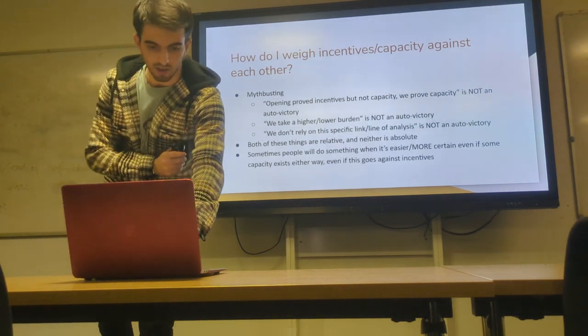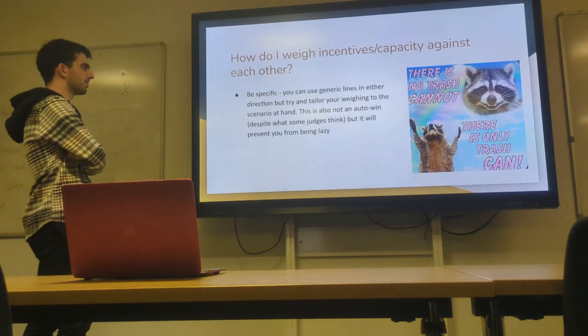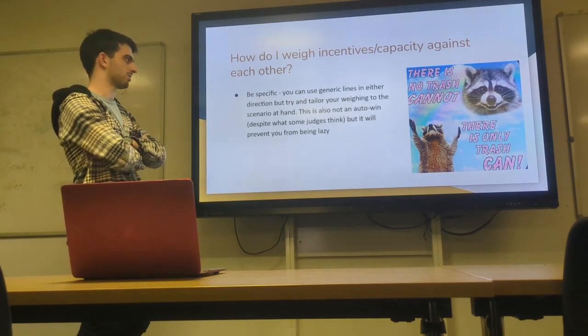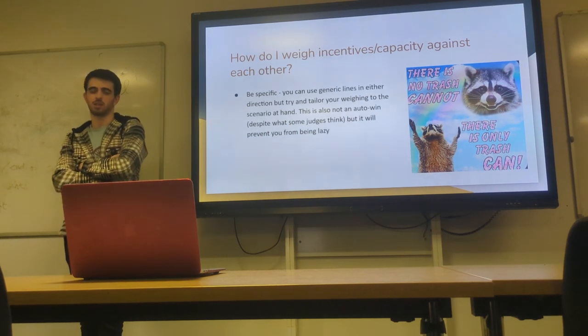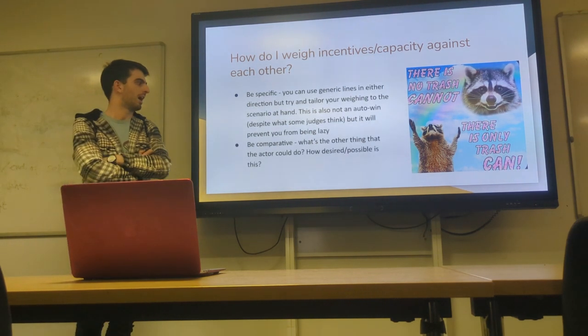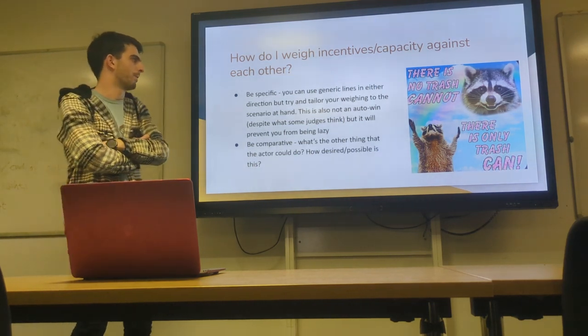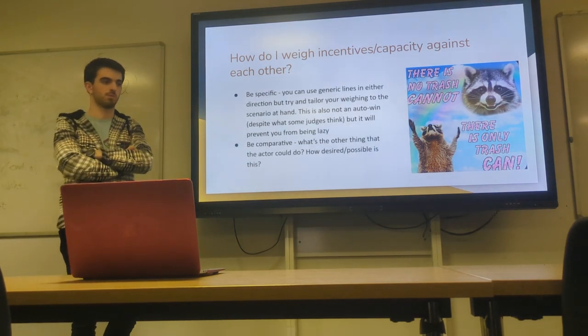So the actual thing that we want to think about then is a couple of things. One, generally just be quite specific. So tailor your weighing to the actual scenario at hand. And then you're less likely to be lazy, more likely to actually think of lines of analysis. And then also be comparative. And this ties into the point we made in exercise 1 as well, which is what's the alternative and how desired or possible is that alternative.